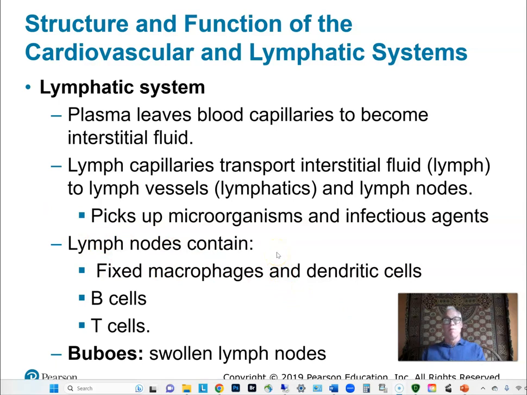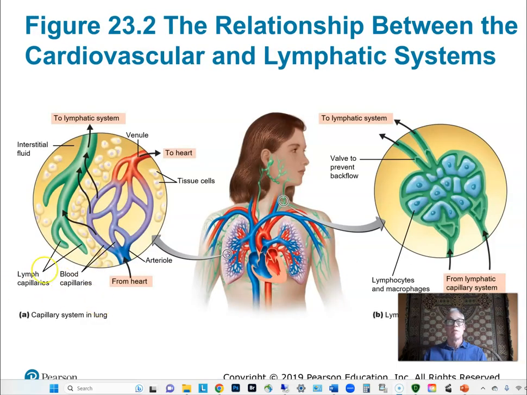So those lymph capillaries pick it up. Along the way, if you look at the lymphatic system, there are lots of little bulges within the lymphatic vessels, and those are called lymph nodes. They are lymphoid tissue, reticular connective tissue, and they contain lymphocytes, B cells, T cells, macrophages, dendritic cells. So they're immune tissue. If they get swollen because there's an inflammation in there due to an infection, they become visible or palpable. That's called buboes.